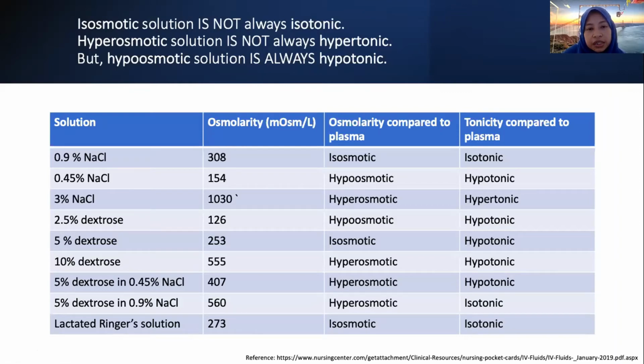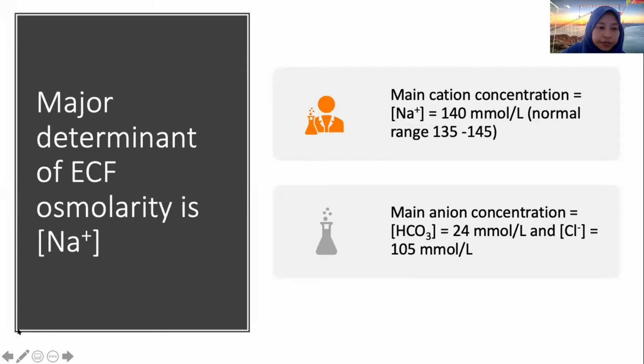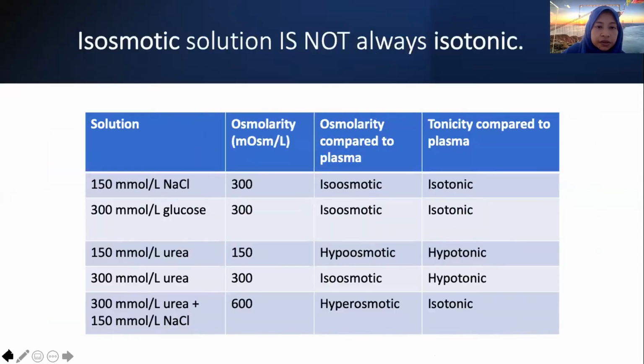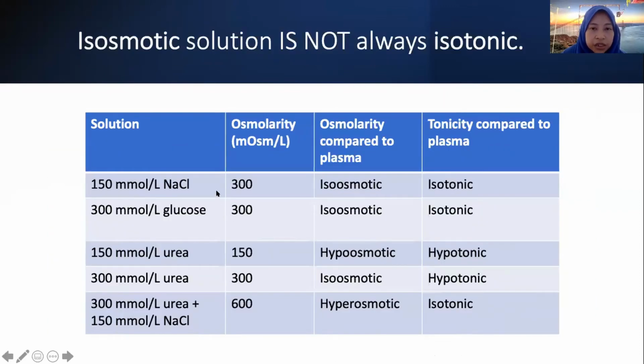Dextrose, it is non-penetrating, right? But then why does it become hypotonic? Sorry, let me check again. So yeah, sodium chloride is the same. Glucose, it is isoosmotic, it is isotonic.